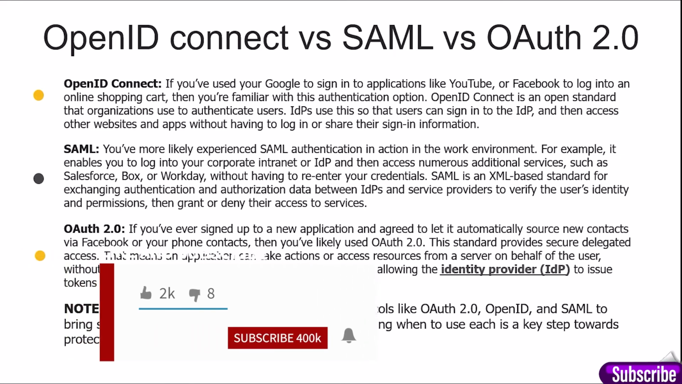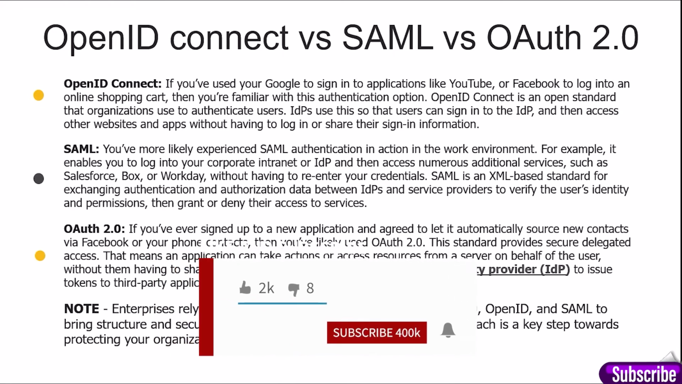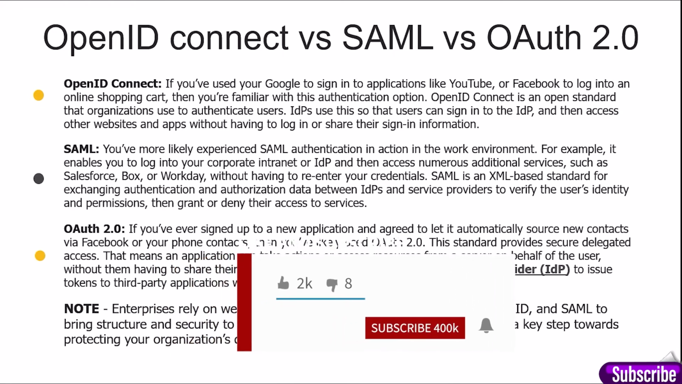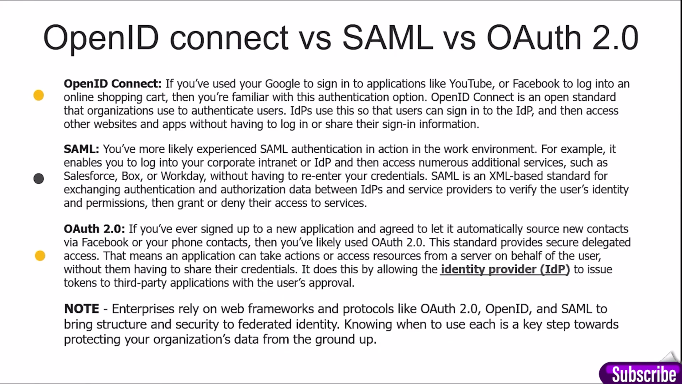So, OpenID Connect. If you have used your Google account to sign into an application like YouTube, or Facebook to log into an online shopping cart, then you're familiar with this authentication option. OpenID Connect is an open standard that organizations use to authenticate users. IDPs use this so that users can sign into the IDPs, where IDP means identity provider, and then access other websites and apps without having to log in or share their sign-in information.